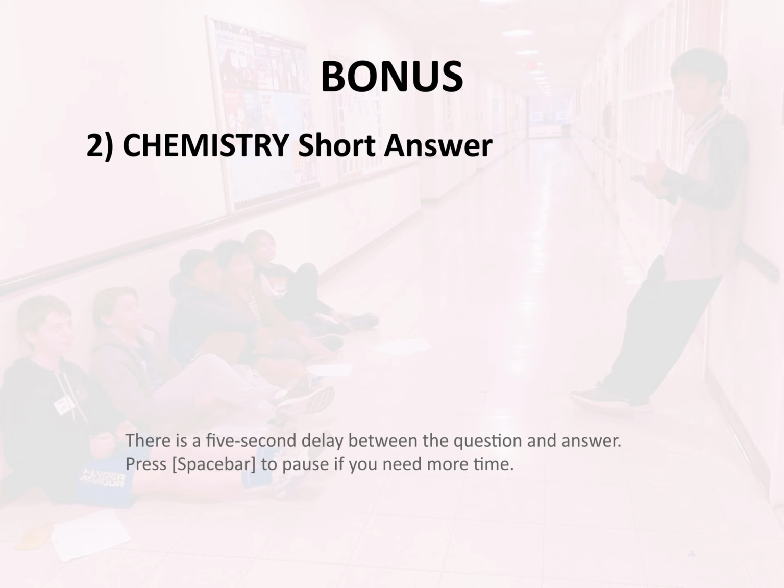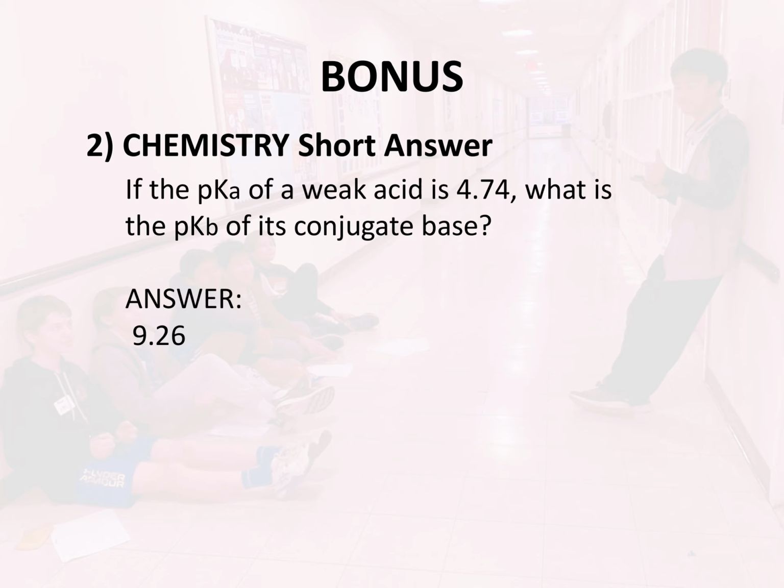Bonus 2. Chemistry. Short answer. If the pKa of a weak acid is 4.74, what is the pKb of its conjugate base? Answer, 9.26.